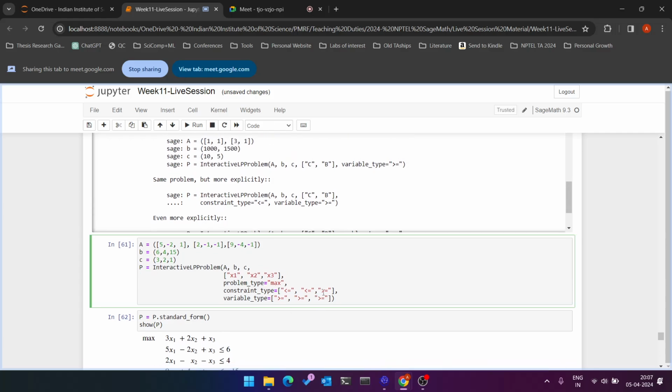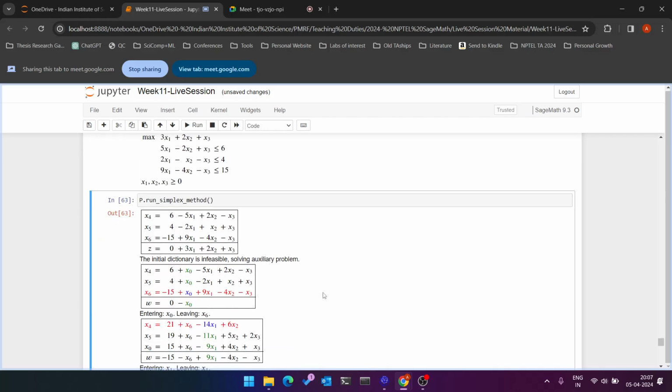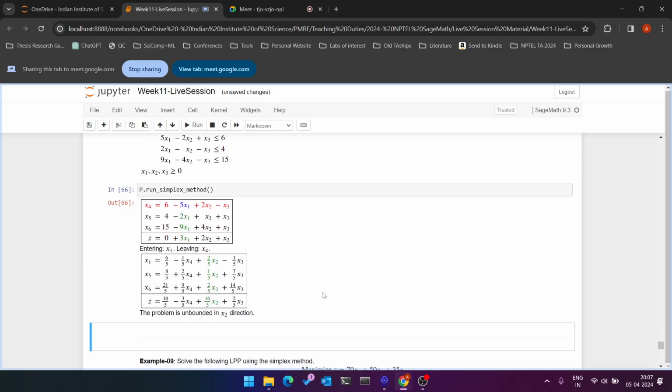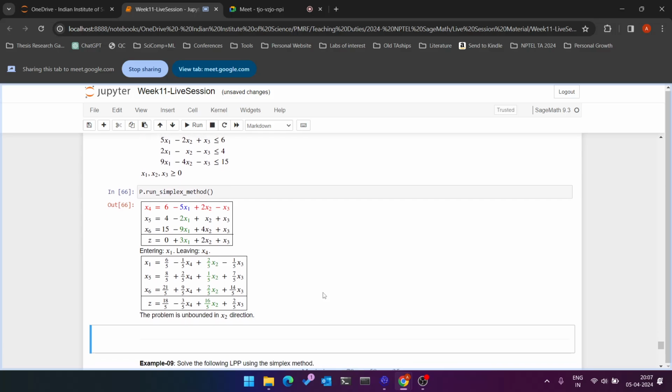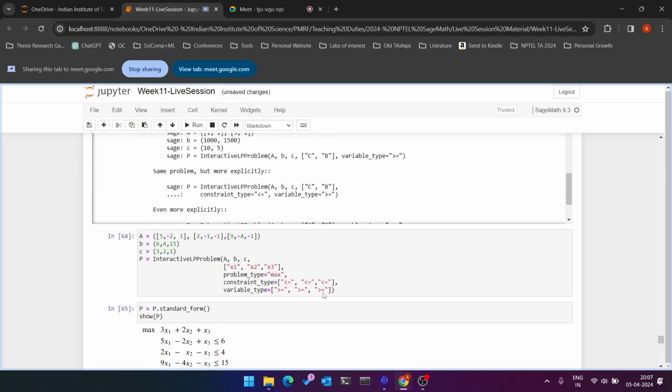Then if I flip this around, this problem becomes unbounded in the x2 direction.